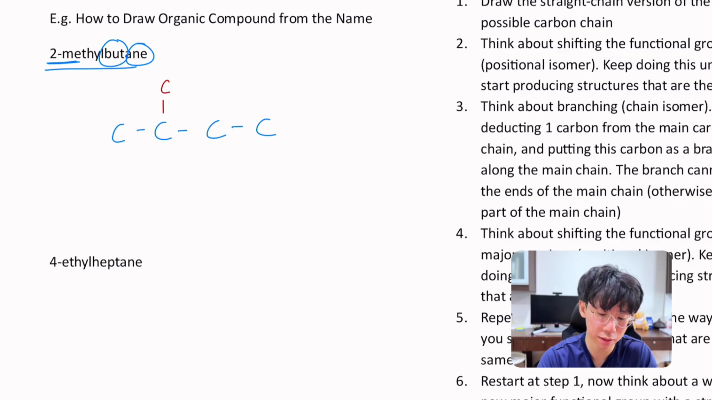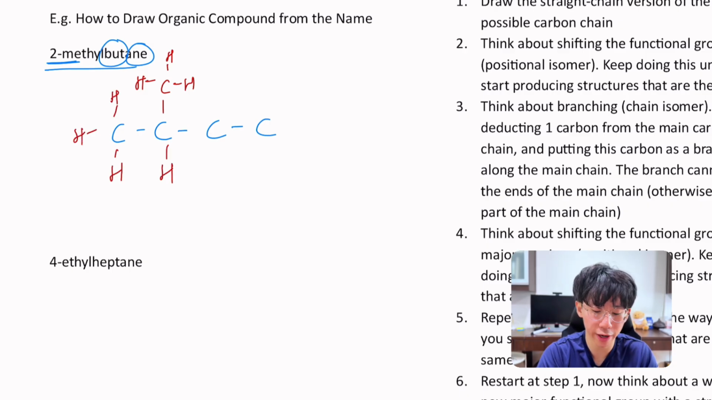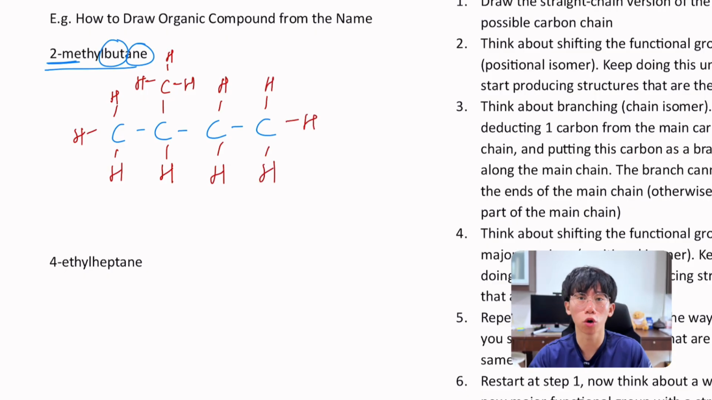This is the second carbon. So there's a methyl group over here. And last step, I will fill up the remaining hydrogens. And make sure every carbon has 4 bonds. And voila, that is how you draw an organic compound.